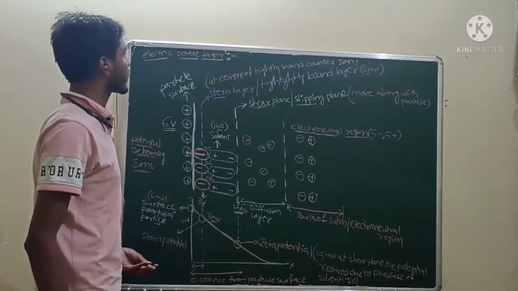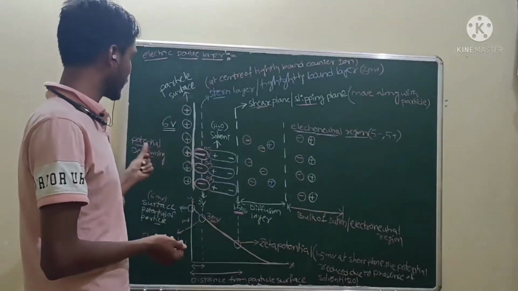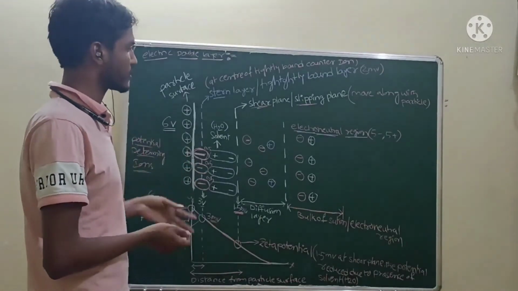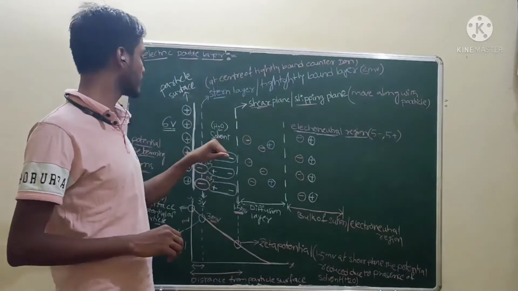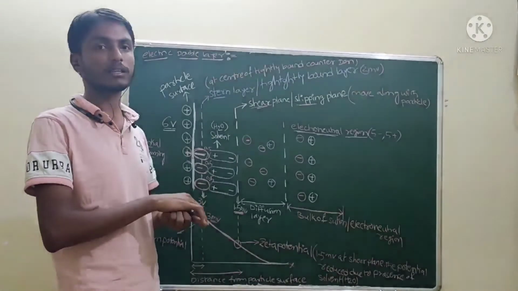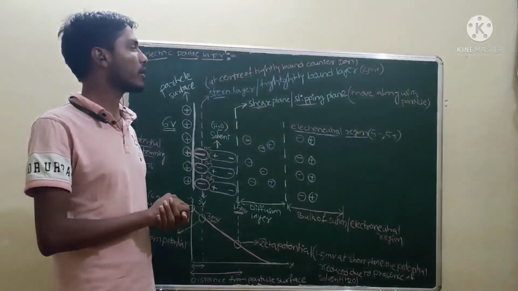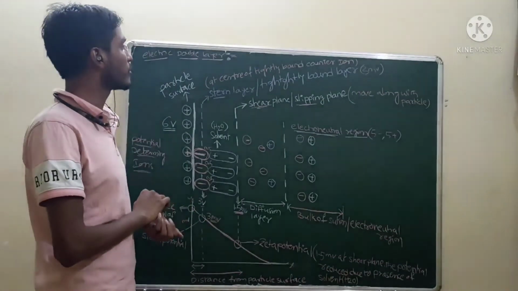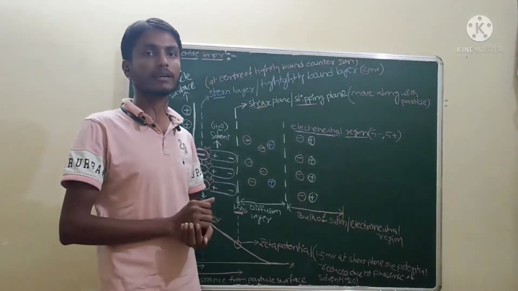So this is about the electric double layer. This entire concept we call the electric double layer concept. Very important: the electric double layer is very important for the stability of colloidal dispersions. Colloidal dispersions are stable due to the presence of the electric double layer.